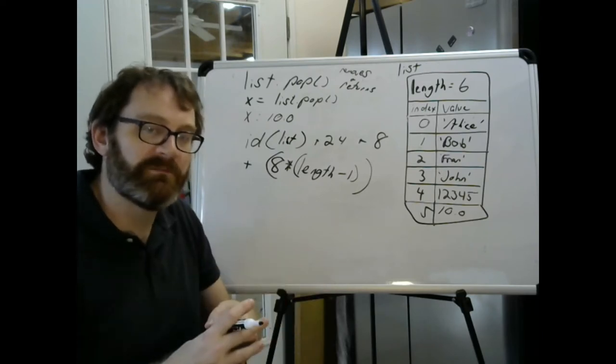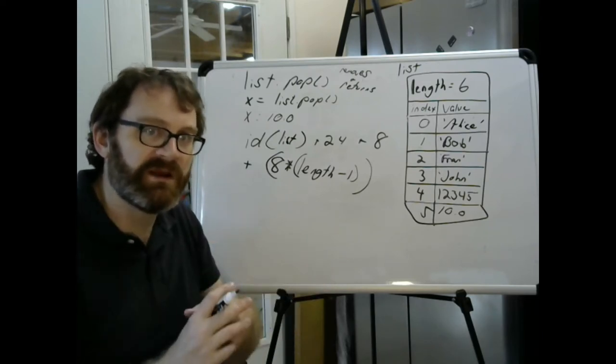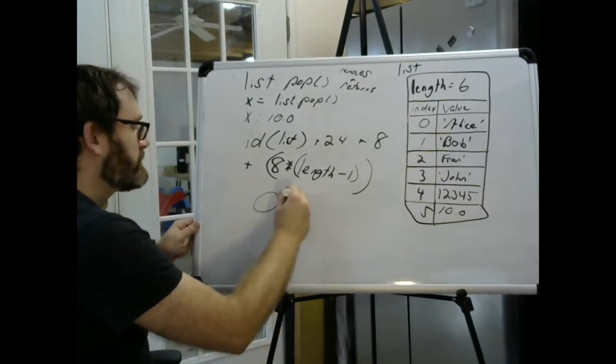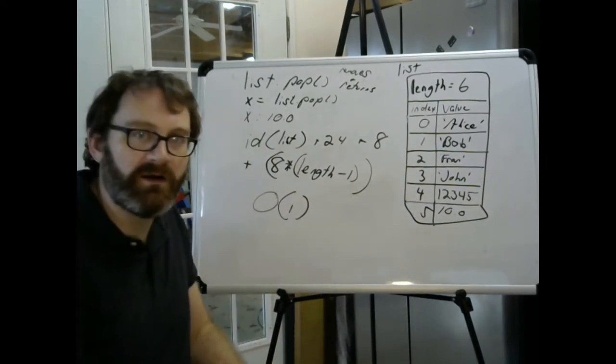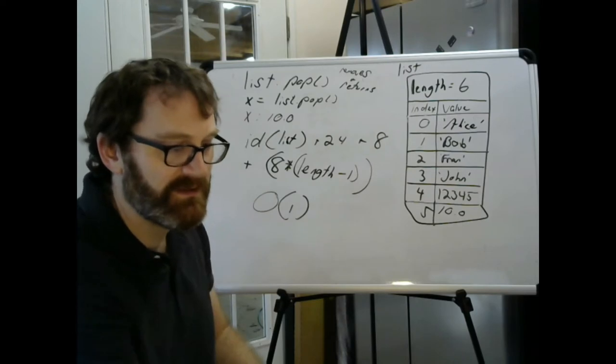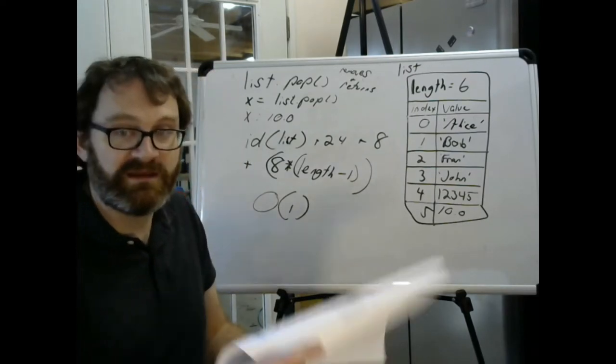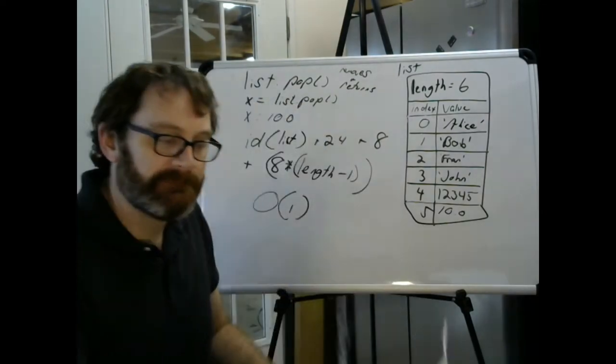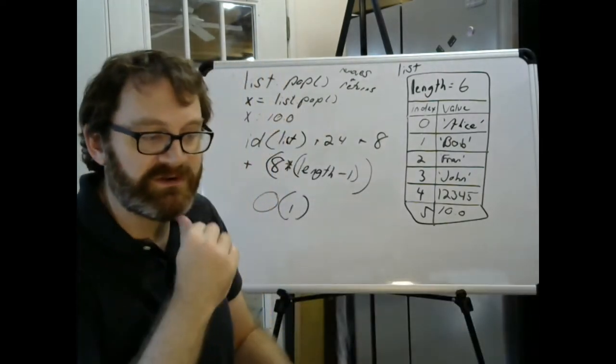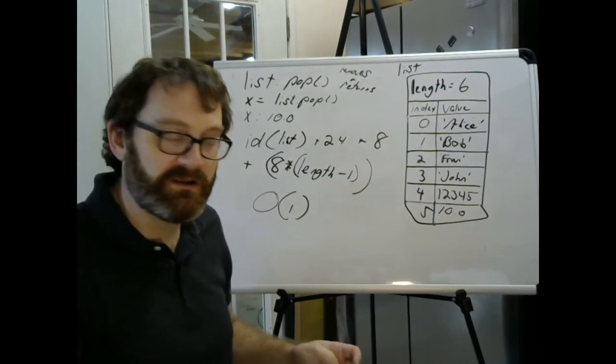Okay? So, math. And computers are good at math. They're fast at reading and writing to memory. This is also big O of one. Okay? That's popping. All right. Now, we're on to page number two. All right. Page number two is going to get a little bit more interesting.